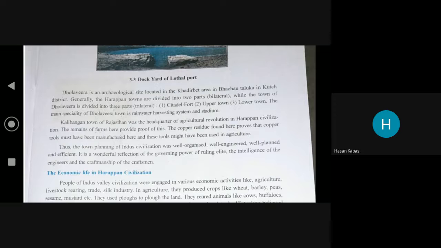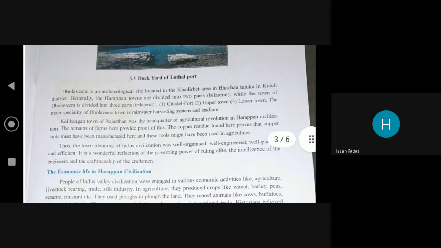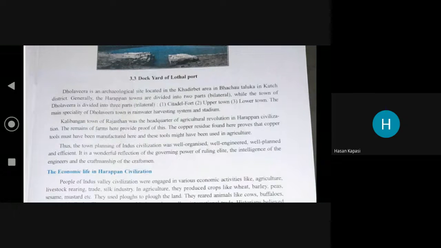Kalibangan town of Rajasthan was the headquarters of agriculture revolution in Harappan civilization. The remains of farms here provide proof of this. The copper residue found here proves that copper tools must have been manufactured here, and these tools might have been used in agriculture. Thus, the town planning of Indus civilization was well organized, well engineered, well planned, and efficient.